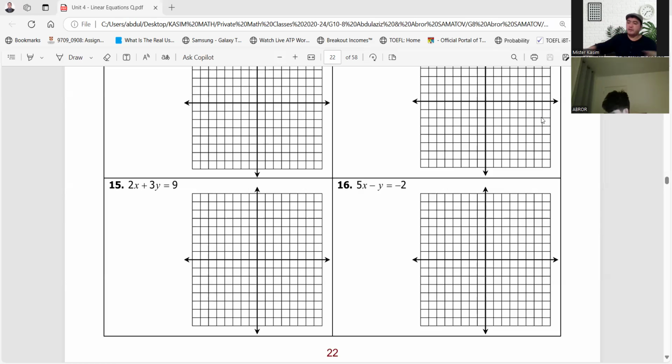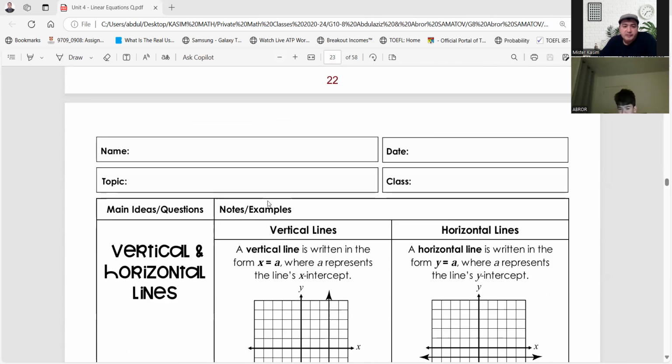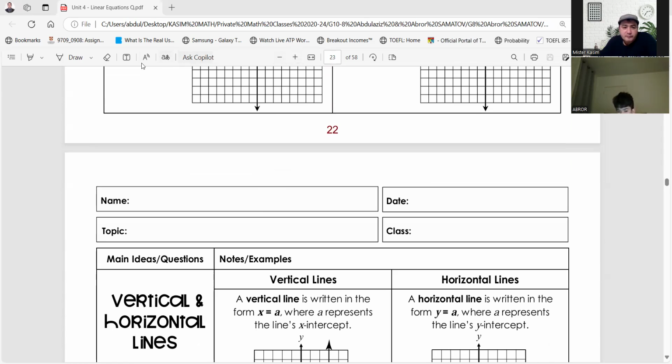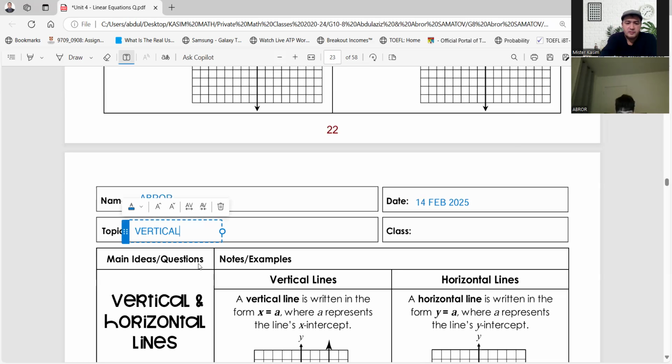All right, Abror, if you're ready, keep your notebook open on your table. Let's continue. So I'm going to teach you everything here. Today, we are going to see two special cases of straight lines, or linear functions. The date is 14th of February, 2025. Vertical and horizontal lines.